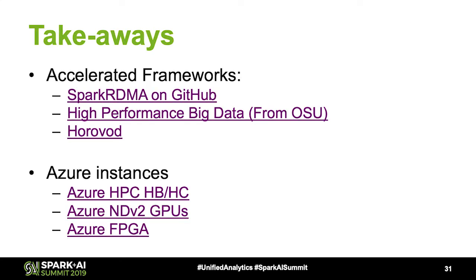To finish up, a few takeaways. You can find all the accelerated frameworks that we've discussed. SparkRDMA is available on GitHub. The high-performance big data benchmark suite and the actual implementation for Kafka, Hadoop, and all the other things we mentioned from OSU are also available online. Horovod by Uber as well. And you can also find some more references to the Azure instances we've featured here, the HPC, HB, and HC, and the NDv2 GPUs, as well as the FPGA instances.